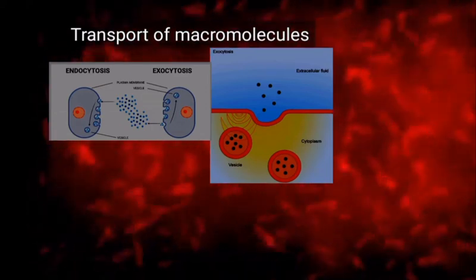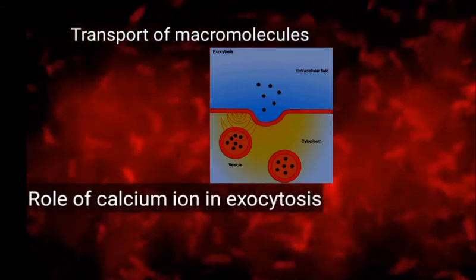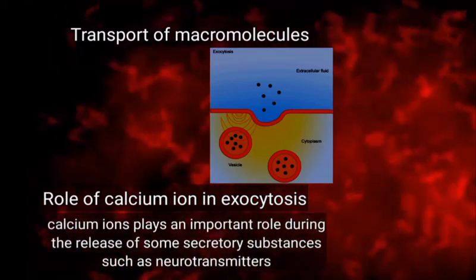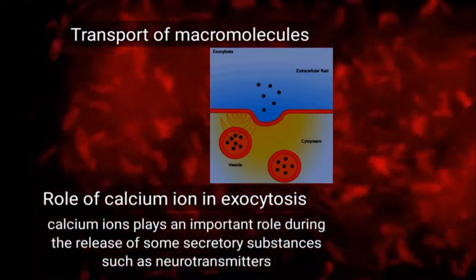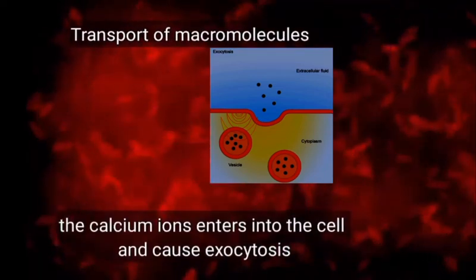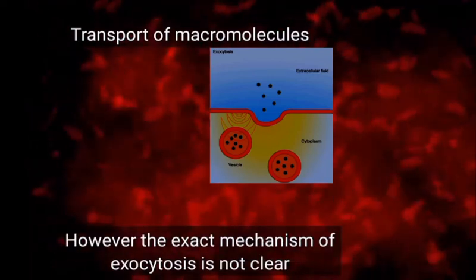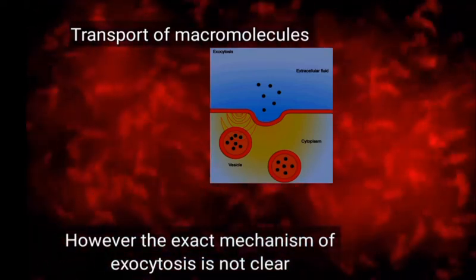Now in very short, let's talk about the role of calcium ions in exocytosis. Calcium ions play an important role during the release of some secretory substances such as neurotransmitters. The calcium ions enter into the cell and cause exocytosis. However, the exact mechanism of exocytosis is not clear.